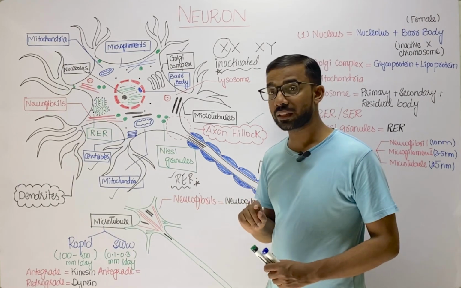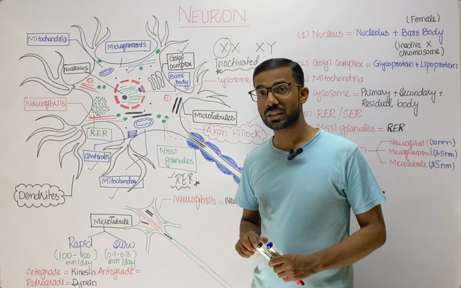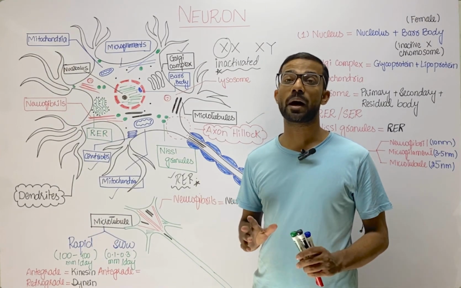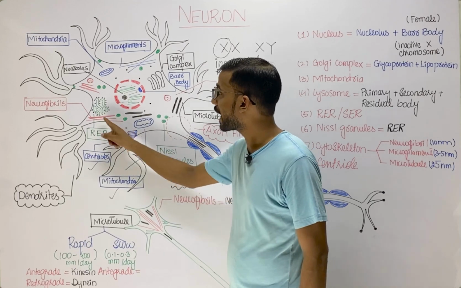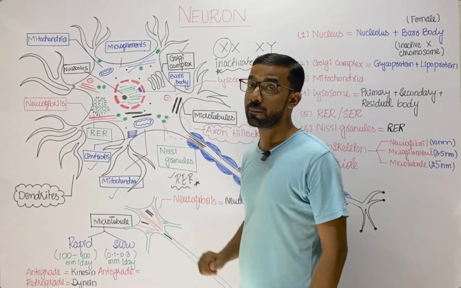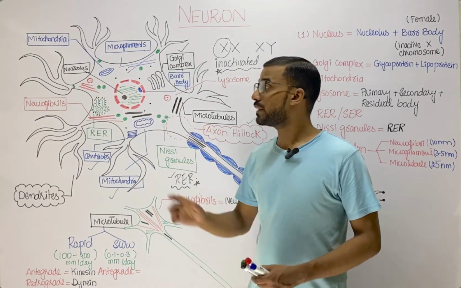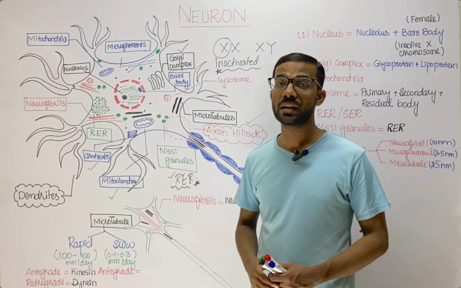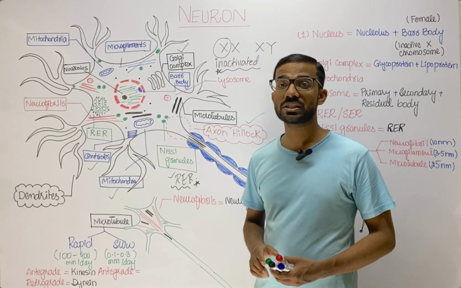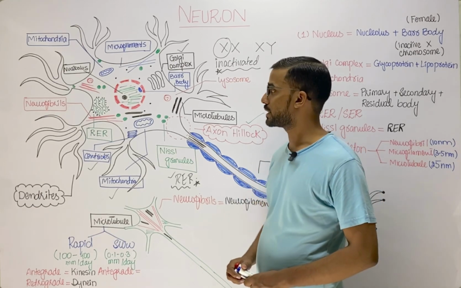And another important thing: at some stages, Nissl's granules disappear. Basically, these granules start accumulating at the periphery of the cell body, and ultimately these granules will not be seen in the center of the cell body. So that state is called chromatolysis.